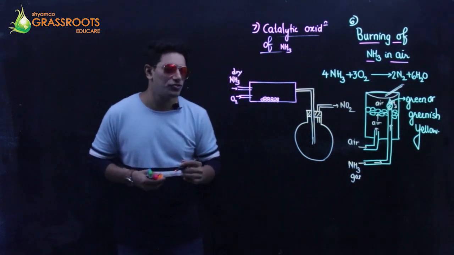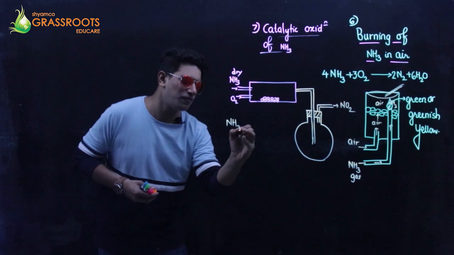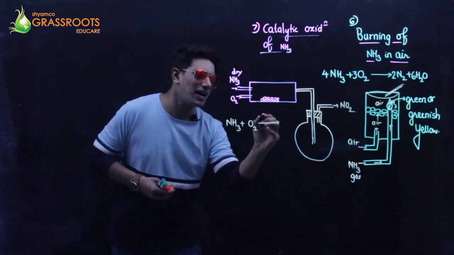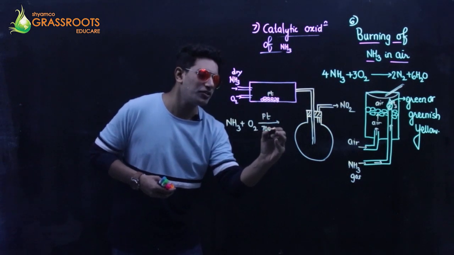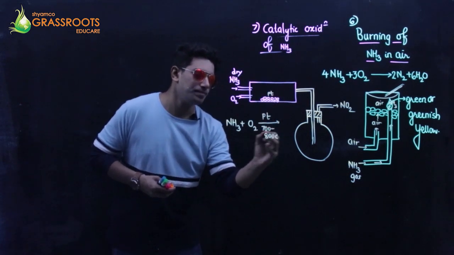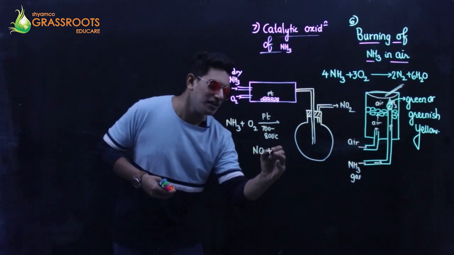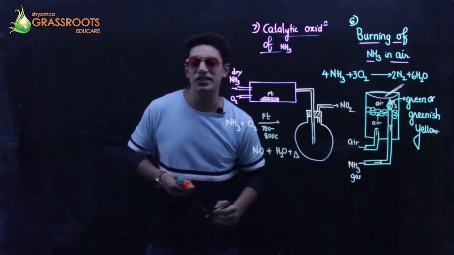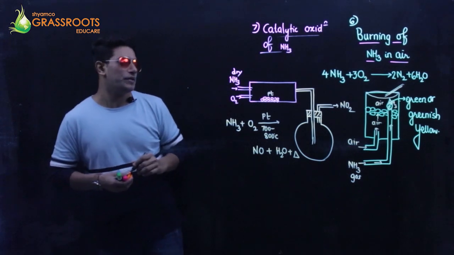Now listen to what reaction takes place. Ammonia, dry ammonia of course, plus oxygen in the presence of a catalyst which is platinum, at 700 to 800 degrees Celsius. It forms nitric oxide and water, plus a tremendous amount of heat energy. Again, it's a very, very exothermic reaction.